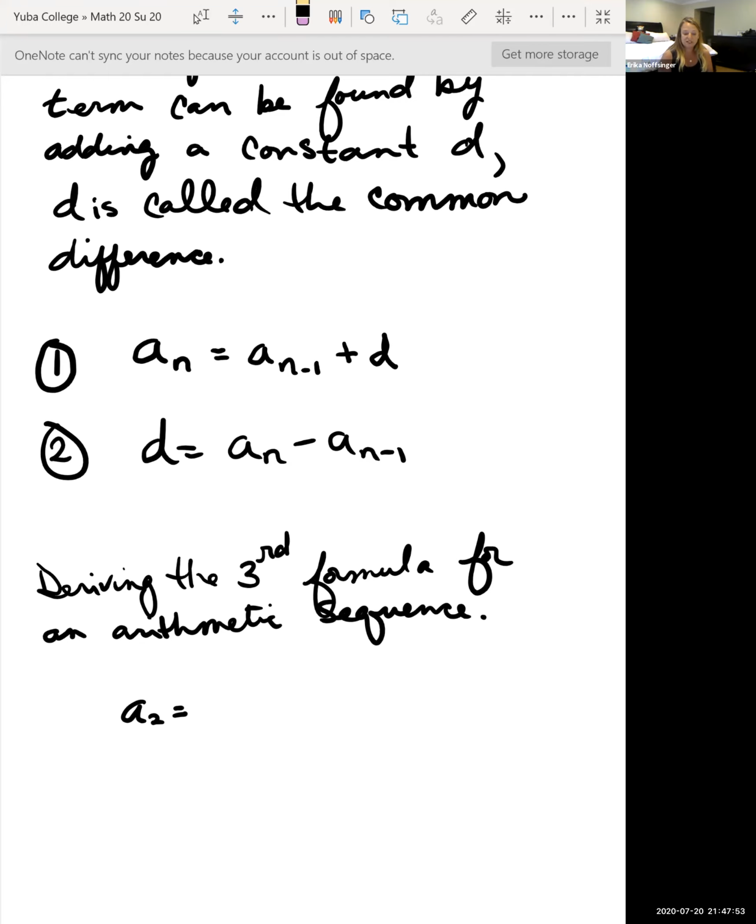Basically, what this formula is saying is if I want to get the second term of my sequence, we have some a sub 1. If I want to get the second term, this would equal my first term plus d. If I want to get my third term in my sequence, by the definition, I would have to look at my second term and add d to it.